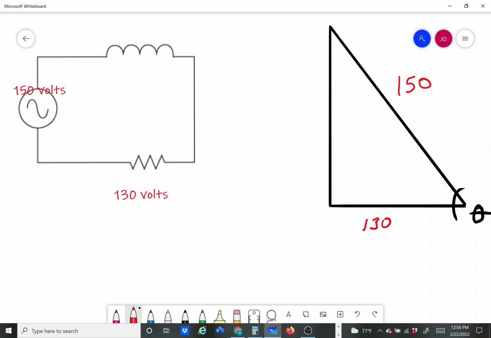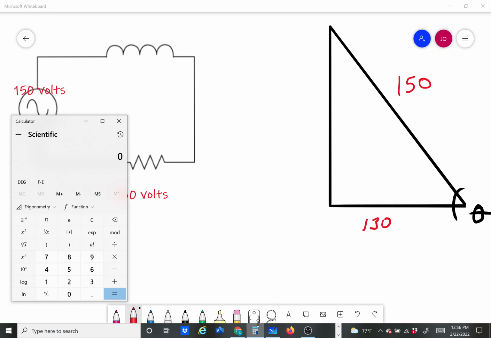So in this case, I've got 130 volts of resistive voltage and a total or source voltage of 150 volts. I'd like to make it more complicated than it actually is, I guess, but it's the Pythagorean theorem, where a squared plus b squared equals c squared. But in this example, we have c, the hypotenuse. So I'm going to punch up my calculator here. Yours is fancier than my computer calculator, but I'll do the best I can.